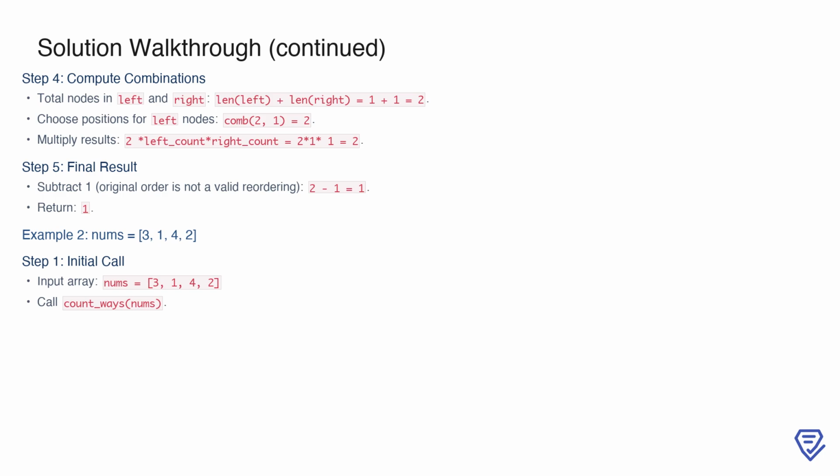However, we need to subtract 1 from this result because the original ordering of the array does not count as a valid reordering. This gives us 2 - 1 equals 1. Therefore, the final result for this example is 1.